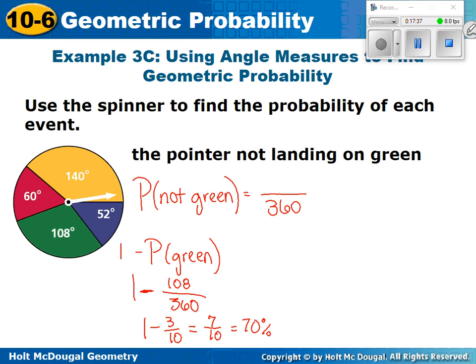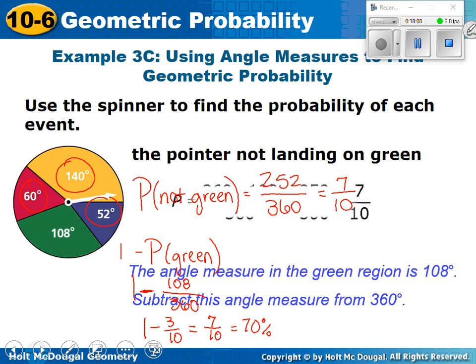What's another way we could have done it besides finding the probability of green and subtracting it from 1? Add all the other ones together. What do all those add to be? 252. What's 252 divided by 360? 7/10, or 70%. Are you guys with me there? Questions one way or the other? Okay, again, I'm skipping a lot because I think this is pretty easy.